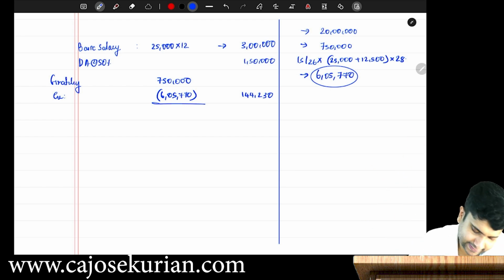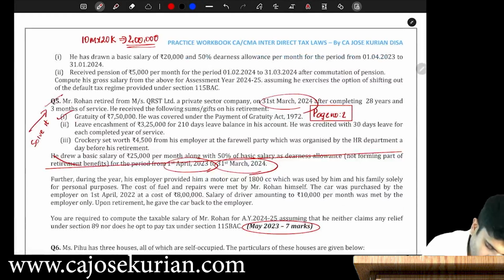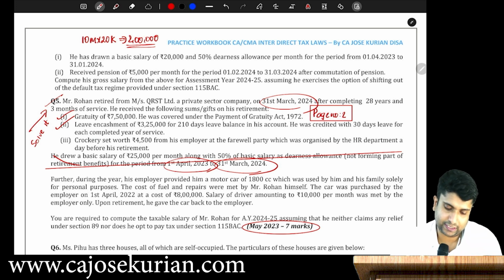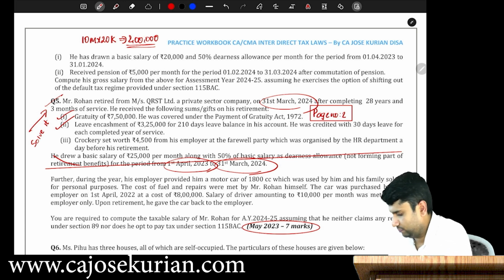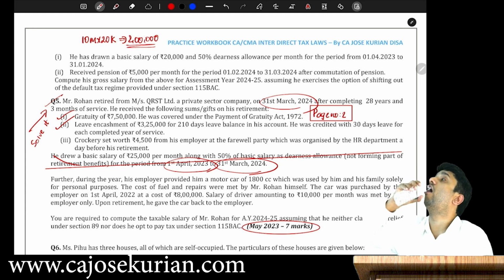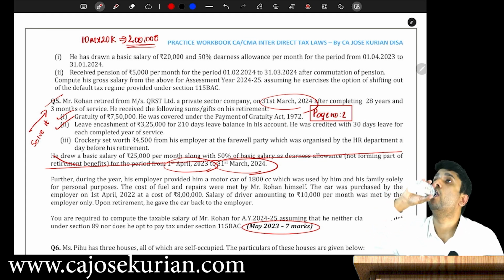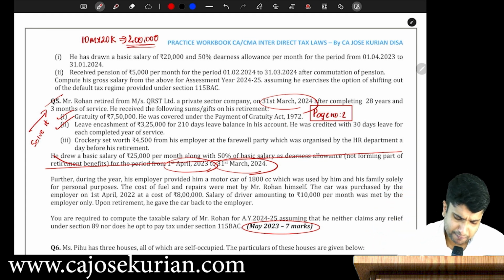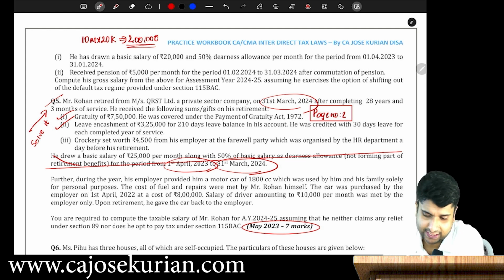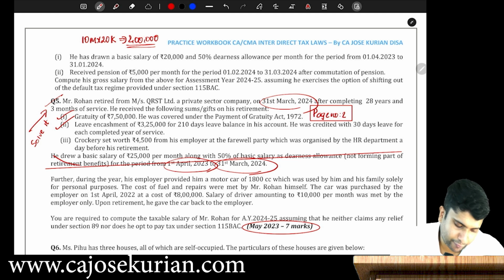Now, what is next? Gratuity is done. Leave encashment of 3,25,000 for 210 days leave balance in his account. He was credited with 30 days leave for every completed year. So it's perfect, 30 days correctly for every completed year.